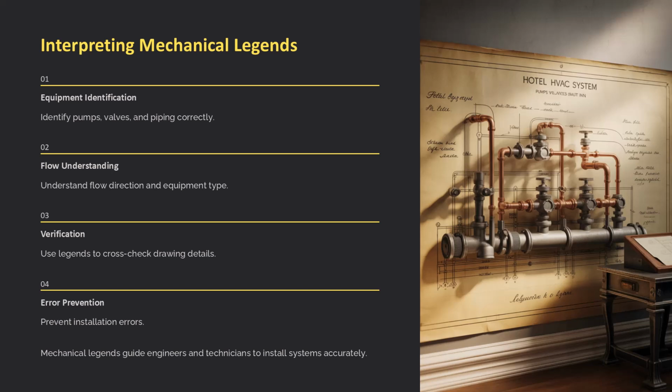By cross-checking with legends, engineers and technicians ensure they are following the intended design. For hotel projects, where mechanical systems support comfort and safety, correct interpretation is essential. Legends also help in maintenance by showing what each symbol means years after construction.